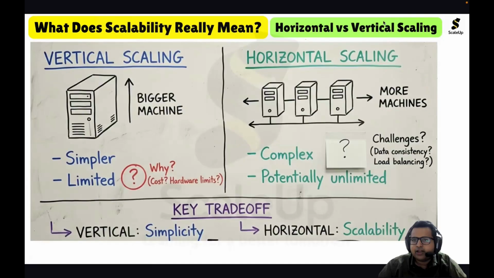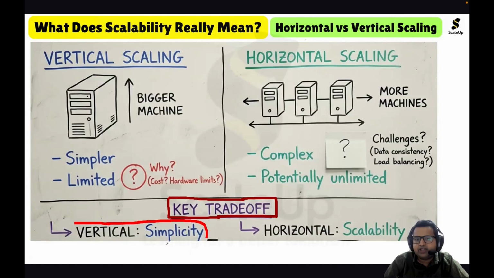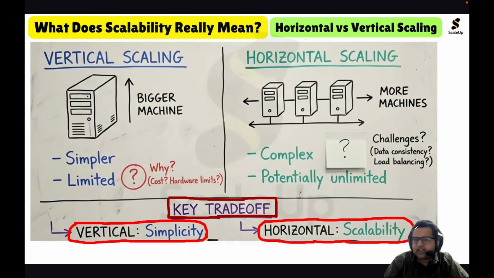Now let us look at the key trade-offs. In vertical scaling, we achieve simplicity, but in horizontal scaling, we achieve scalability. So in order to truly achieve scalability, we should consider horizontal scaling and not vertical scaling.